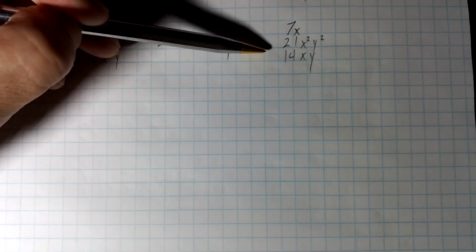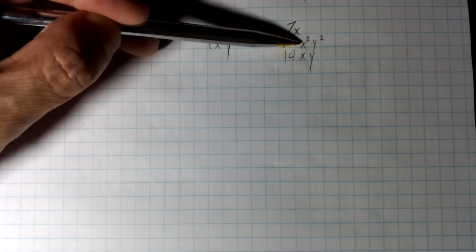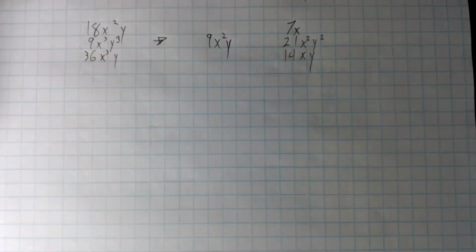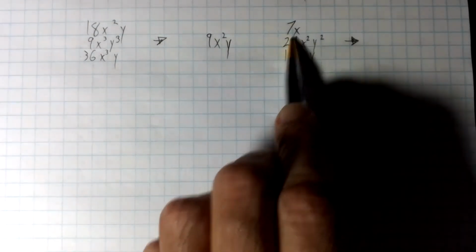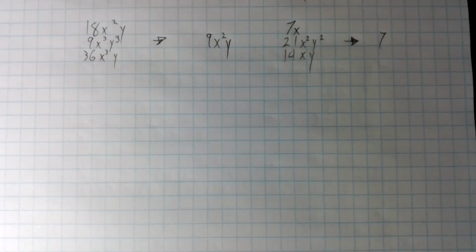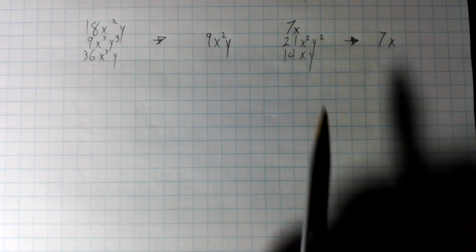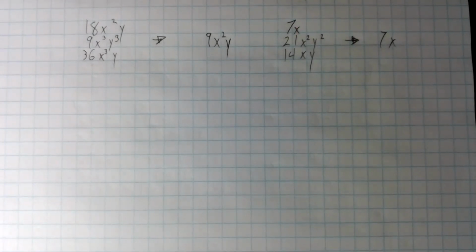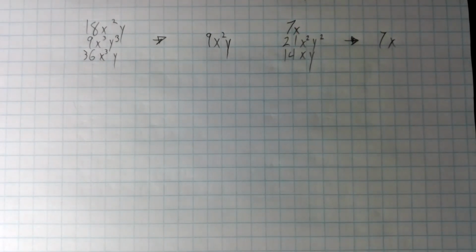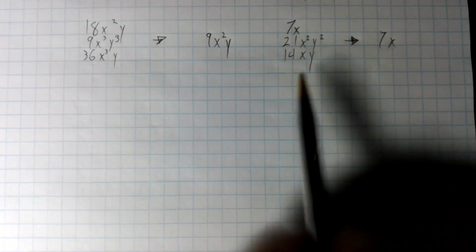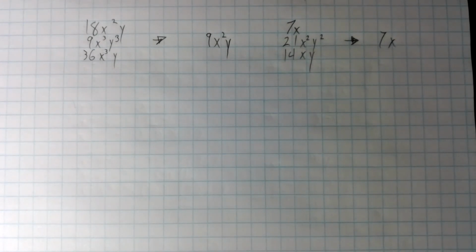For my next 3, I have 7x here, 21x squared y squared, and 14xy. I think a 7 for sure is going to work. As far as x's, there's 1 x in each. And as far as y's, there's actually no y's in this first one, so that's not going to work. So 7x is my greatest common factor for these 3 products.